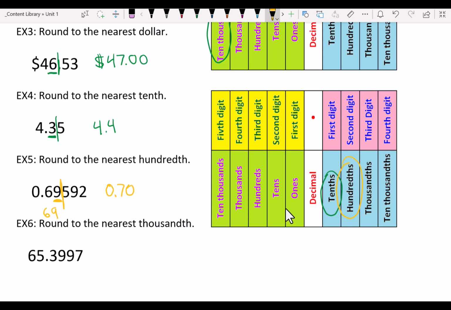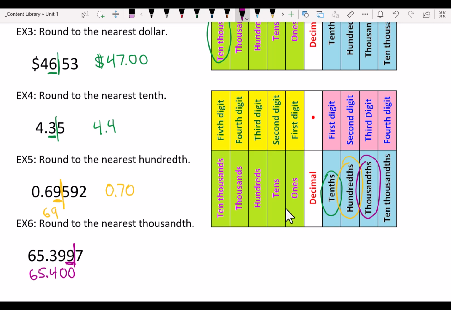And then example 6, we want to round to the nearest thousandths, so that's going to be this column here, the third digit to the right of the decimal, so that's going to be a 9. We look to the right, which is a 7, so that means we want to bump it up. So then this becomes a 0. Then this one we need to bump up as well, which would have to be a 0. And then that means we have to bump up this one more. So that's going to be a 4.